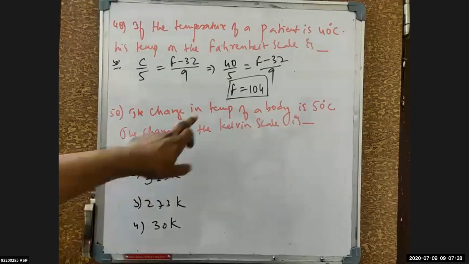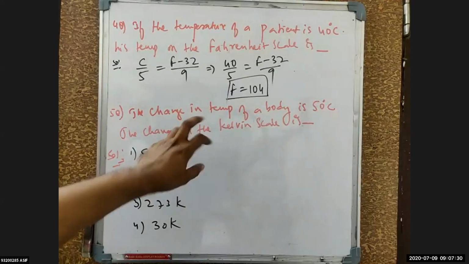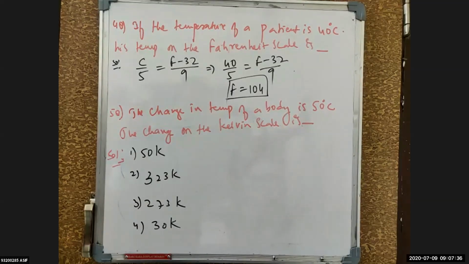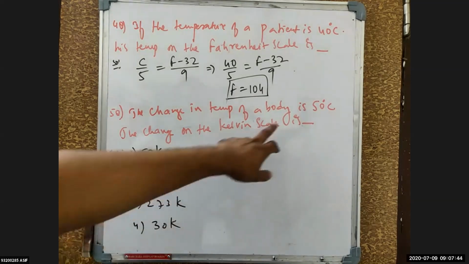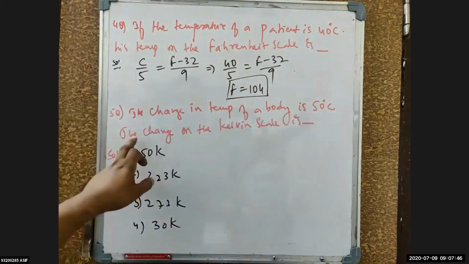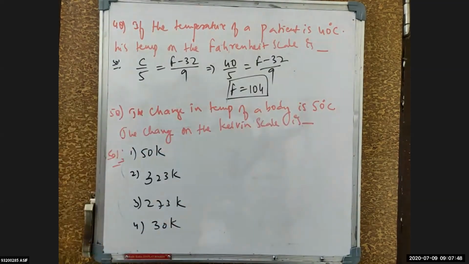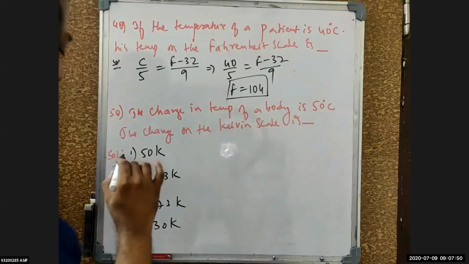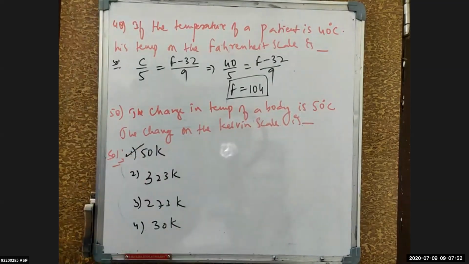See, he's asking the change. The number of divisions in degrees centigrade and Kelvin is always the same, I told you. Have you got it? The change in temperature of the body is 15 degrees centigrade. What is the change on the Kelvin scale? The change always remains the same. That will be equal to how much? 50 Kelvin only.